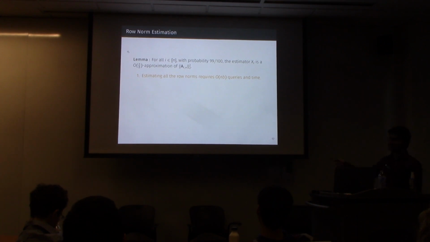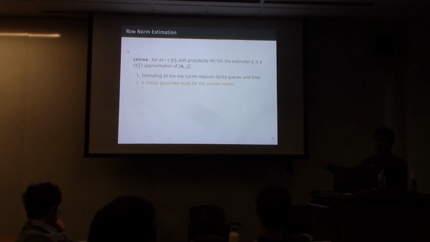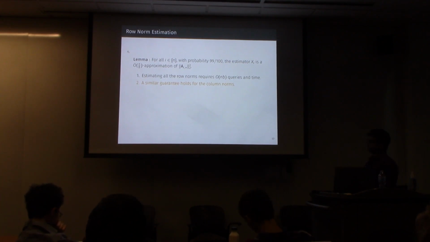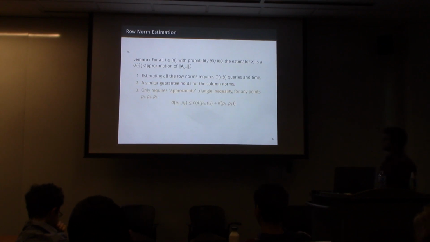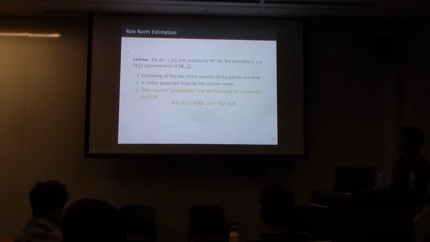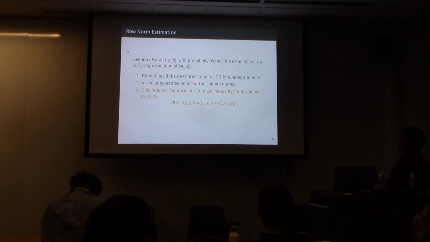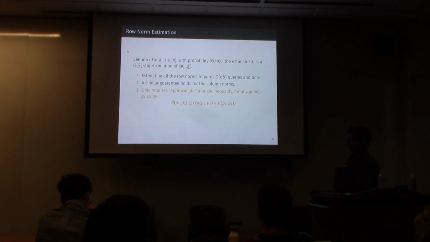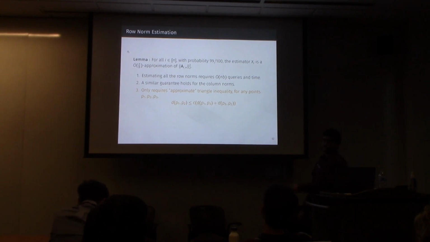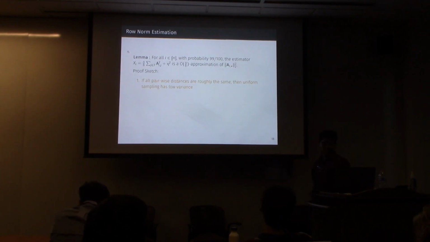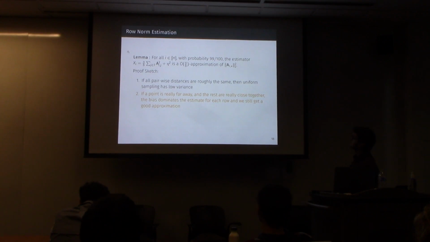So we're going to see how to use this really poor estimator to actually get a good algorithm out of it. All right, another thing to note is I could do the same thing for the columns, and I get an n over b approximation to the column norms. And what this lemma requires is basically triangle inequality. For now, the point sets are the same, so this is the normal triangle inequality that everyone is familiar with.